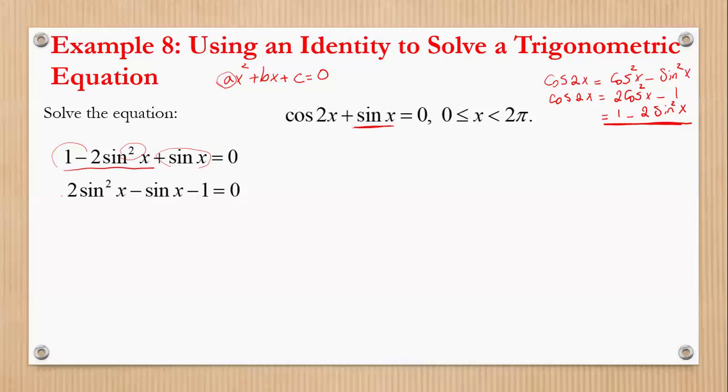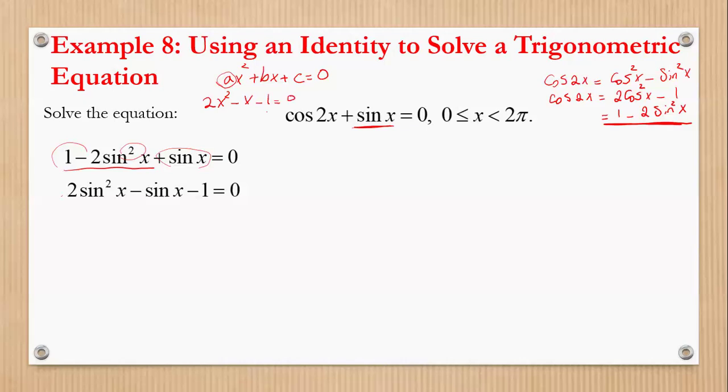So we will have 2 sine squared x minus sine x minus 1 equal to 0. Now I have a quadratic equation. I can solve by quadratic formula, I can solve by factoring. I prefer to do factoring this time. And this equation is exactly the same as this equation, 2x squared minus x minus 1.